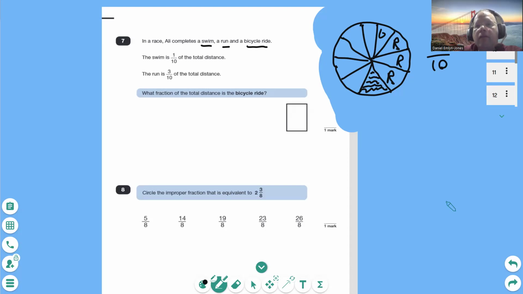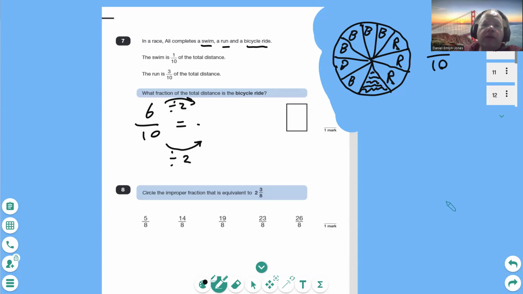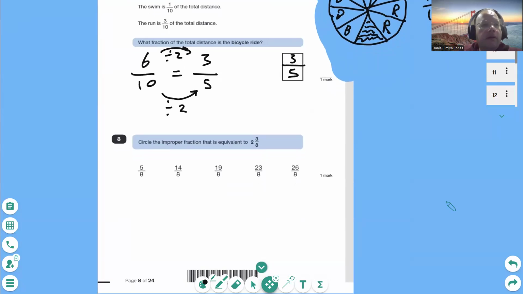How many tenths is that? It's 1, 2, 3, 4, 5, 6 tenths, isn't it? Or actually, I know. Let's be clever. It's 6 tenths. We can simplify that, can't we? To an equivalent fraction. And to make them smaller, to simplify, we divide by, they're both even numbers, 6 and 10. So why not just divide by 2? Divide by 2, divided by 2, 3/5. Okay, good. What's the time? No, we're not doing too badly.